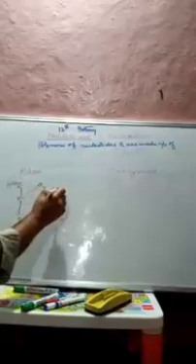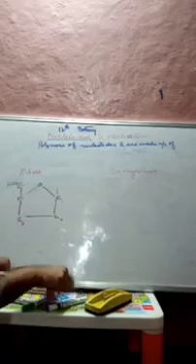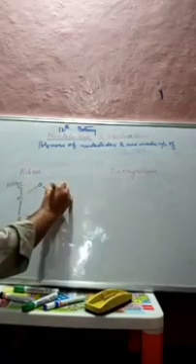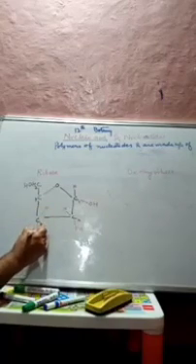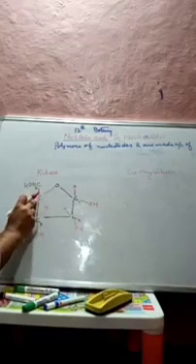Now this carbon has one hydrogen and one OH group. This carbon again has one H and one OH group. And carbon 4 has only one H. So simply what we are going to do, we have to see the balance of this carbon.